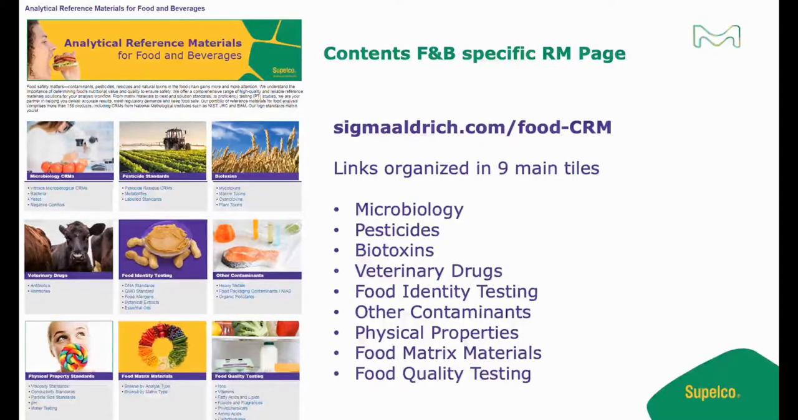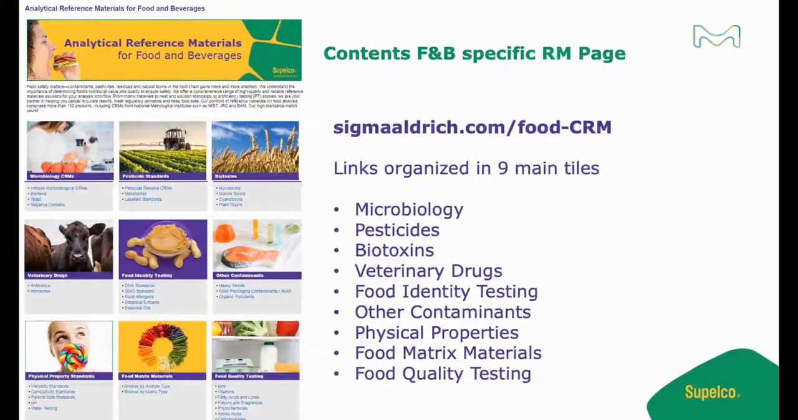Biotoxins include mycotoxins, marine toxins, cyanotoxins or alkaloids. The portfolio of veterinary drugs includes antibiotics and hormone CRMs and standards of the brand Veterinal. The tab Food Identity Testing combines some niche product lines, for example DNA standards for animal and fish identity testing, botanical reference materials, or CRMs for genetically modified organisms. Other contaminants include heavy metals, packaging contaminants, and food dyes. The remaining tabs include physical properties, food matrix materials, and a tab called Food Quality Testing that combines amino acids, lipids, carbohydrates, vitamins, or phytochemicals.